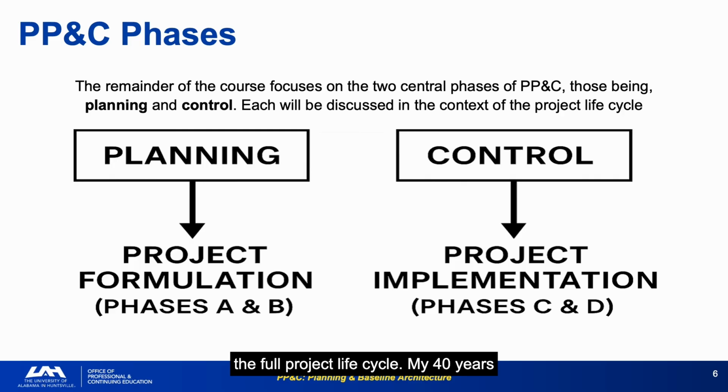My 40 years at JPL and Skunkworks taught me one consistent truth. The programs that struggled in control almost always had a planning problem they didn't know about until it was too late. Planning produces the baseline. Control measures performance against it. You cannot do the second well without having done the first rigorously, and that sequencing is exactly how this course is structured. When you finish this course, you'll be able to walk into any program in either phase and know exactly what PPNC should have produced, what it should be doing, and what's missing.